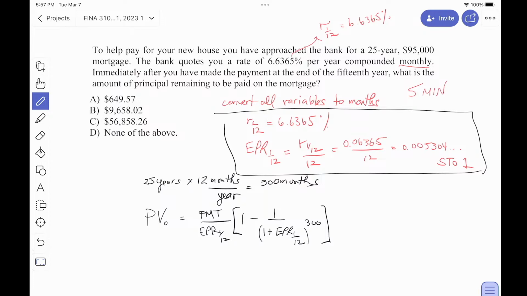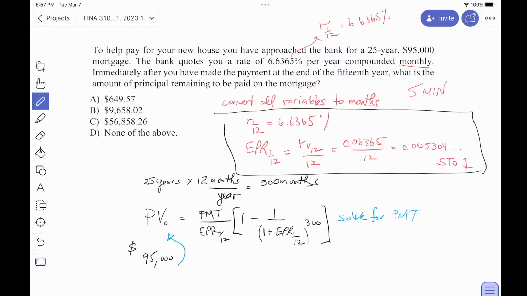So why am I doing this? I'm doing this because I need the payment. I need to get the payment to figure out what remains after the 15th year. So what I can do is I'll make this value 95,000. I'm not going to write it all out again. I'm just going to say this is 95,000 and solve for PMT.